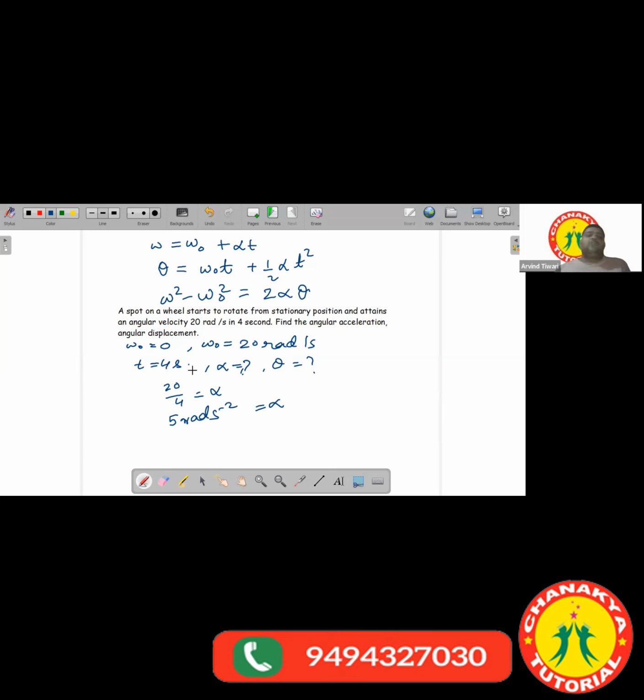Then once we have obtained the value of alpha, can we find out the angular displacement? We'll use the second formula. We find this alpha using the first formula, and once you obtain alpha, you can find out theta. So theta would be given by omega naught t plus 1 by 2 alpha t square.